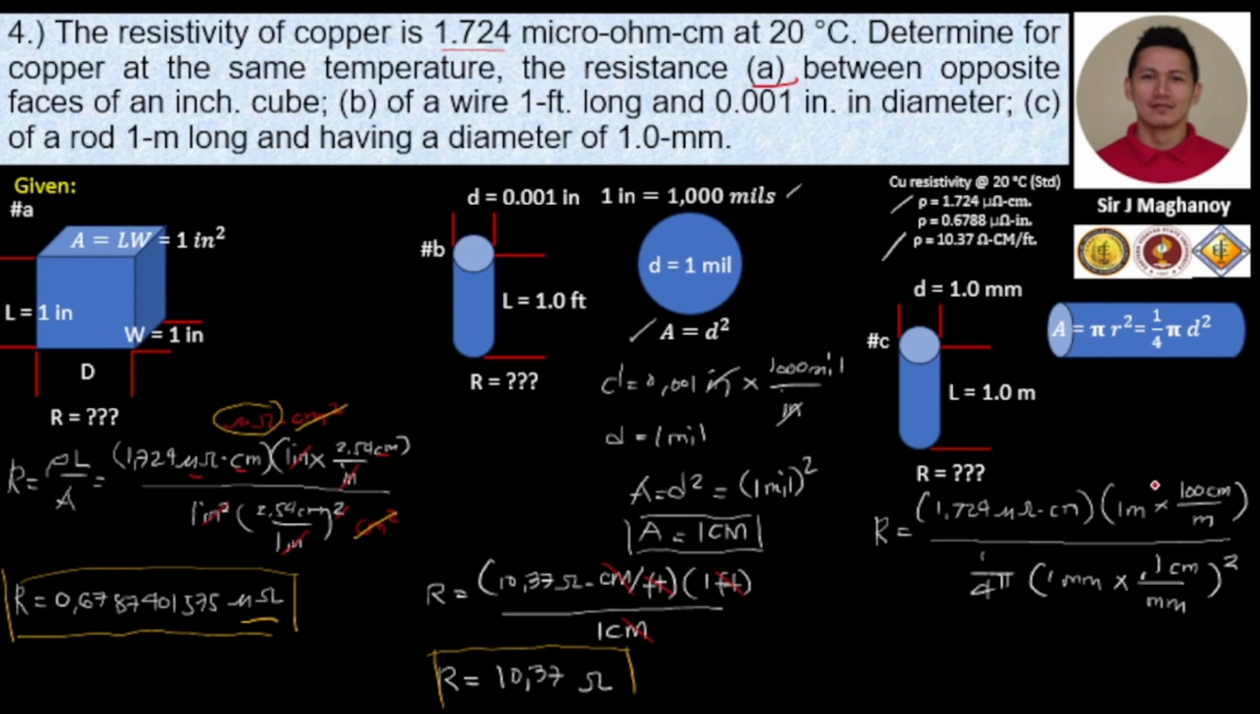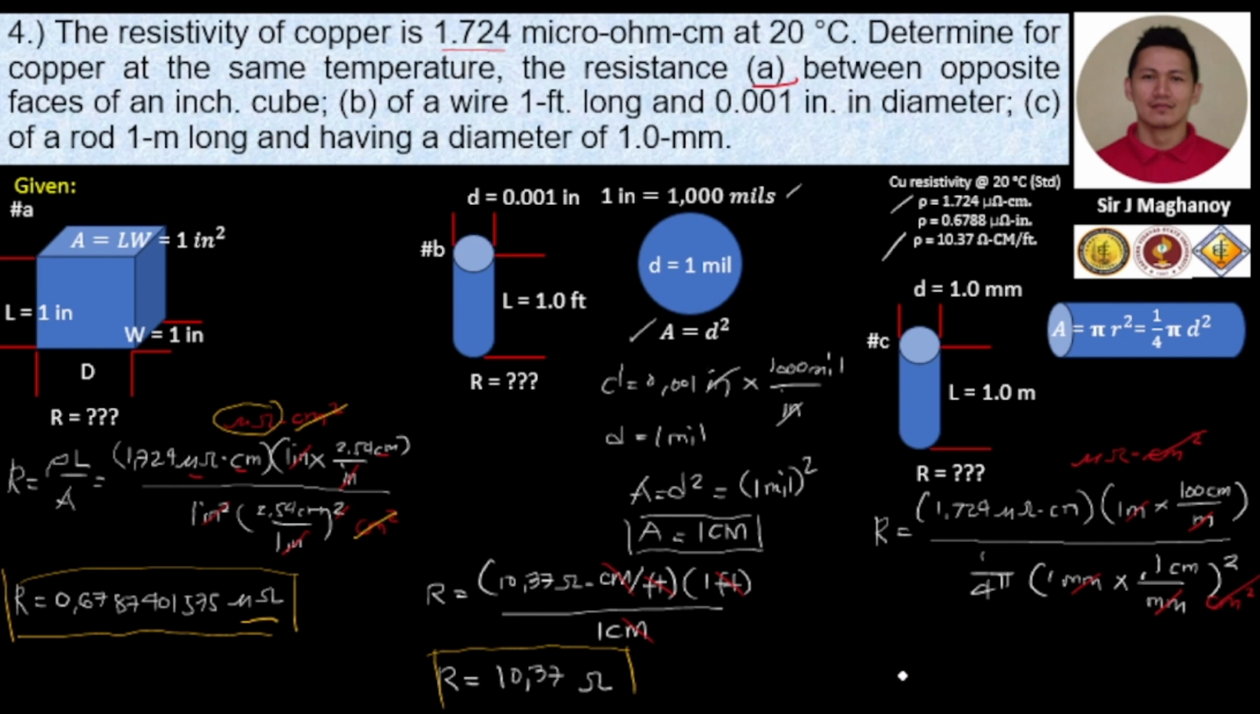So we cancel out common units. Here we convert meter to centimeter, we cancel meter. The remaining unit is centimeter. So micro-ohm centimeter times centimeter will become micro-ohm square centimeter. In the denominator, we cancel out millimeter. The remaining unit is centimeter to the second power, so that is square centimeter. So both numerator and denominator with square centimeter will be cancelled out. The remaining unit is micro-ohms.